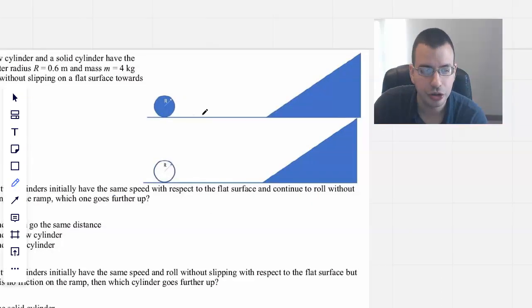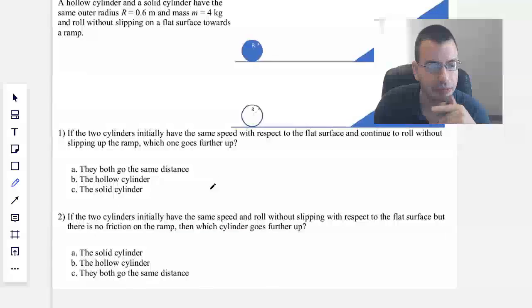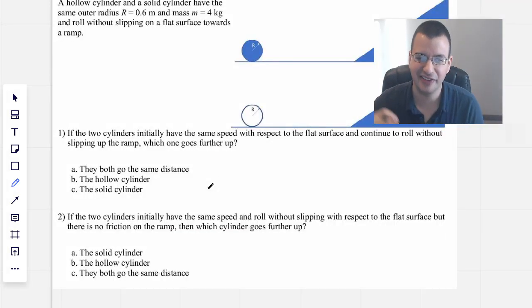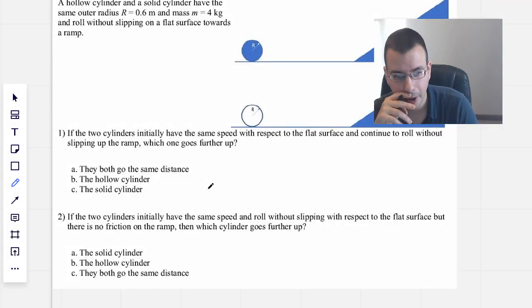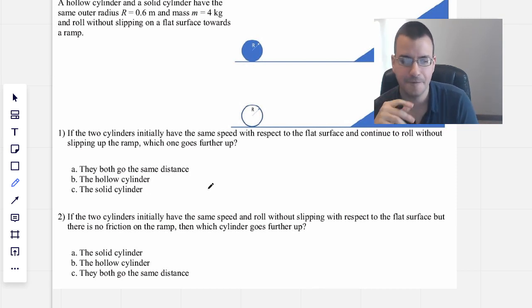So, without slipping, so there is friction on this surface. Okay, if the two cylinders initially have the same speed, I'm going to assume translational speed, with respect to the flat surface, and continue to roll without slipping up the ramp, which one goes up further?